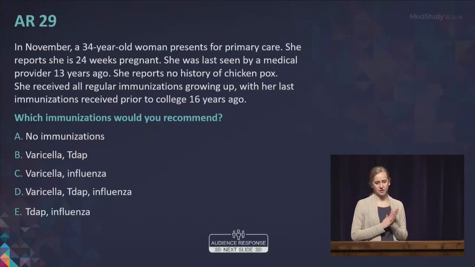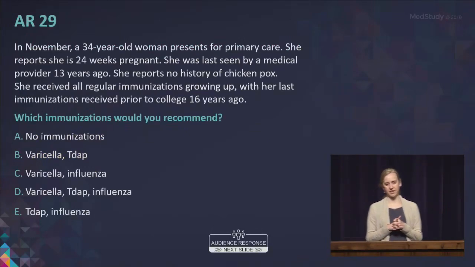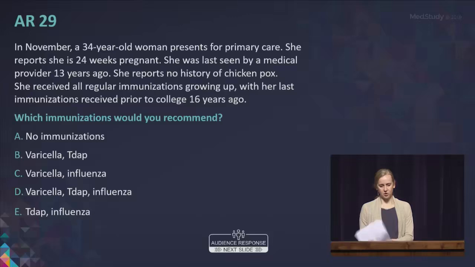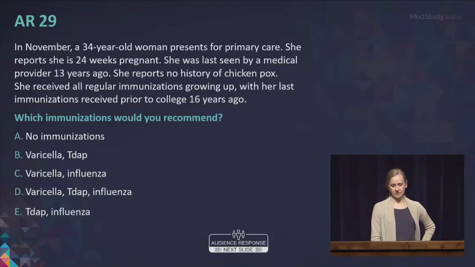In November, a 34-year-old woman presents for primary care. She reports she's 24 weeks pregnant. She was last seen by a medical provider 13 years ago. She reports no history of chickenpox. She received all regular immunizations growing up, with her last immunizations received prior to college 16 years ago. Which immunizations would you recommend?